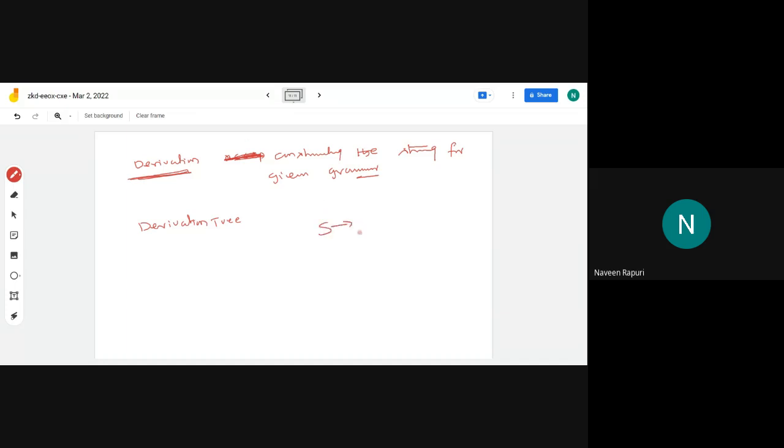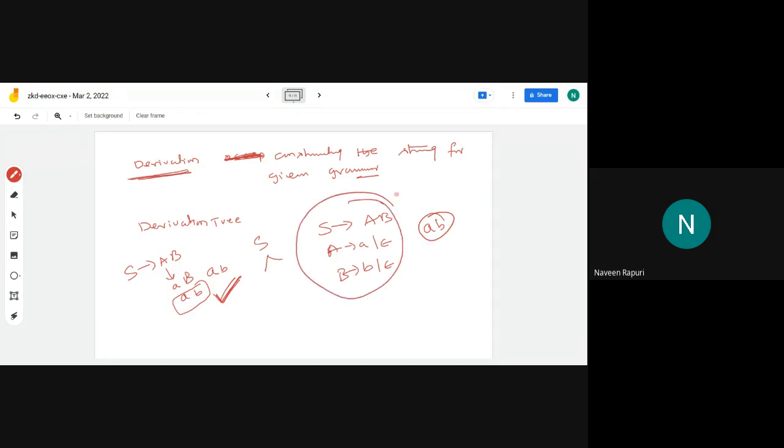For example, S derives AB, A derives small a or epsilon, and B derives small b or epsilon. Here I need a string AB. For constructing AB, I am taking S, and from S I am taking AB, and A is replaced with small a, and next B is replaced with small b. Here I have constructed the string with the help of the given grammar. So this is nothing but derivation.